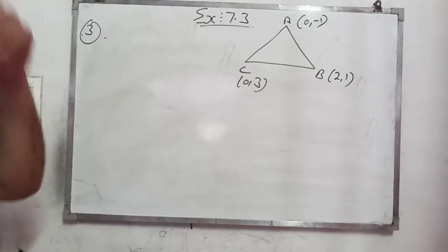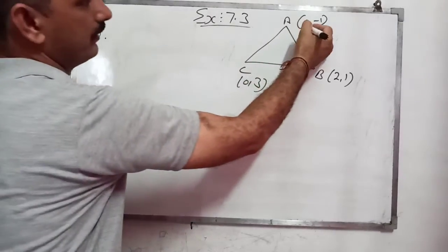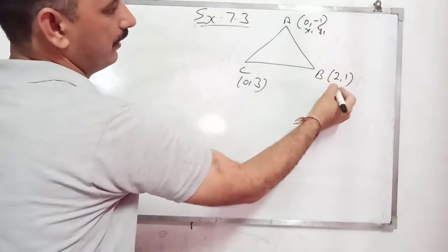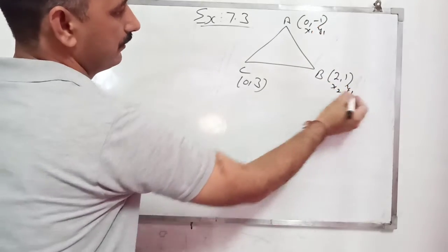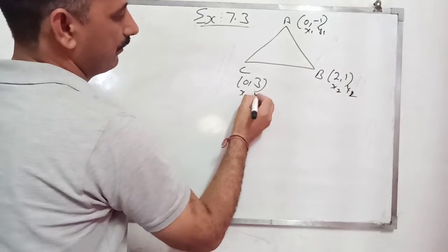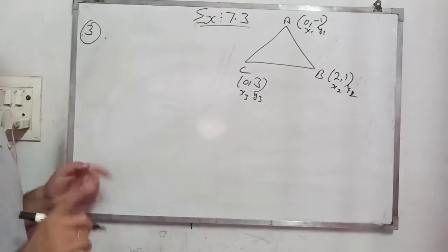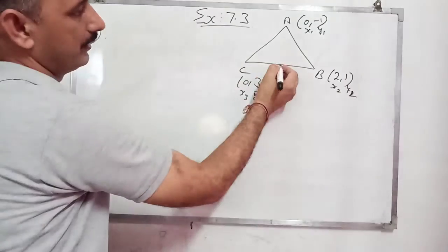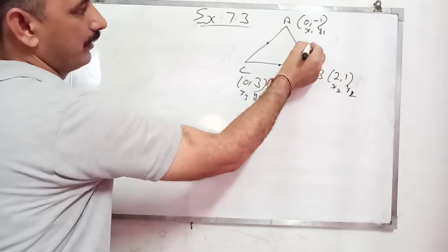So it becomes x1, y1, x2, y2, x3, y3. First we find the midpoints. The midpoints also make a triangle.